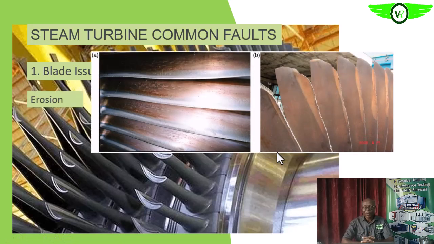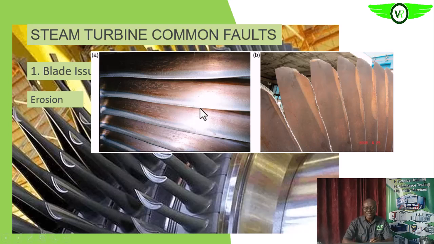So the first that we are going to be looking at is erosion. Erosion of the turbine blade. That is the steady wear, the removal of the surface material of the turbine blade. That will invariably cause thinning, as you see.